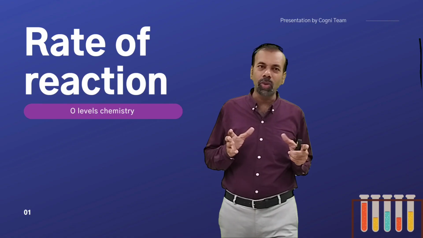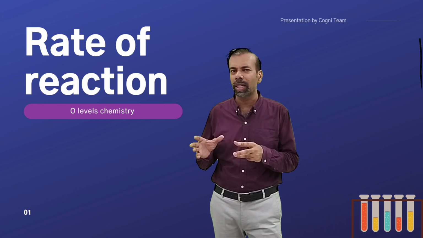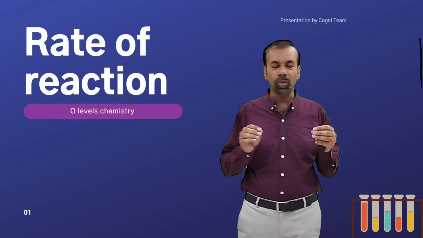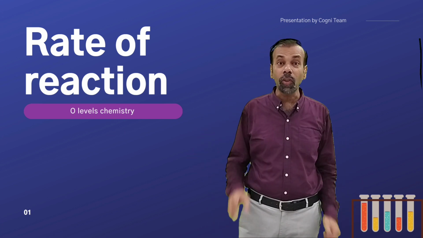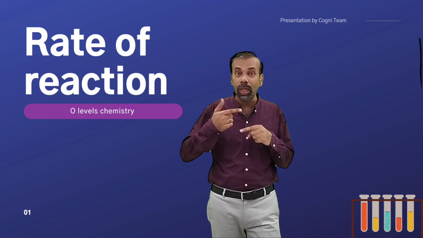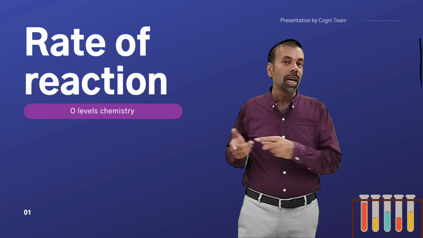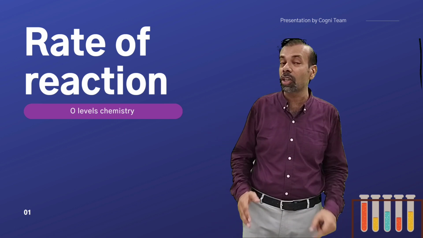Today we are going to talk about speed of reaction, rate of reaction. This is a very applied topic and it is a very favorite topic of the examiner as well. You can see questions from this topic each year. Rate of reaction means how quickly the reactant is converting into product. Okay? How faster or slower the reaction is. This is called rate of reaction.